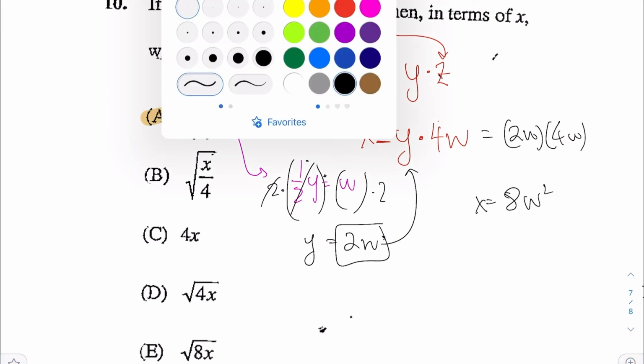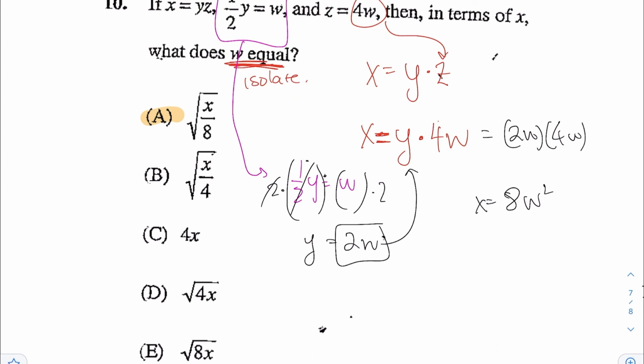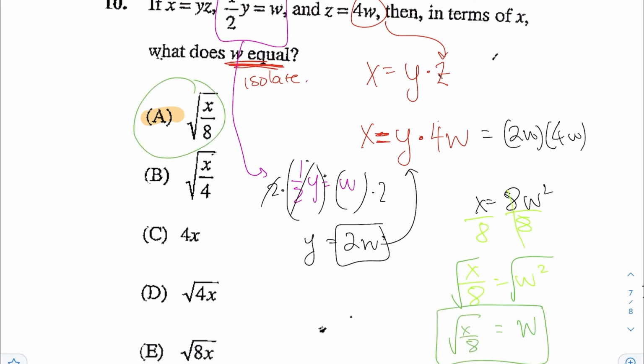Now we can solve for w by doing inverse operations. So first, you're going to divide by 8. So x over 8 is equal to w squared. And then the next step, you have to do the square root of both sides. And that will cancel out the power of 2. So w will be equal to the square root of x over 8. And that is choice A.